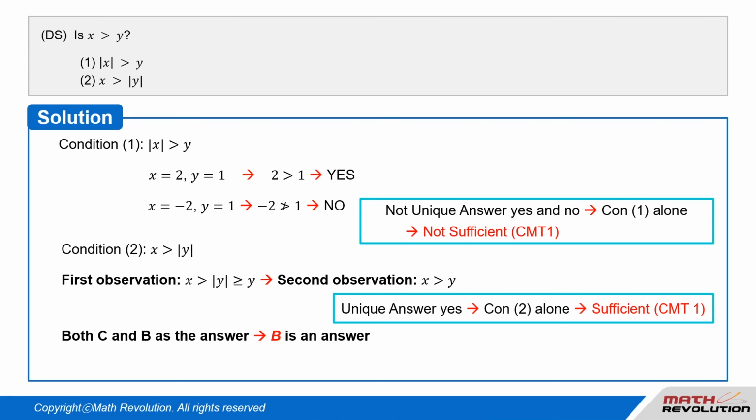If the question has both C and B as its answer, then B is an answer rather than C by the definition of DS questions. Again, this question is a 50 to 51 level question, so understanding how to solve it is critical for attaining a high score on the GMAT. Do not forget tip 1 and CMT 4 A or B when writing the test.